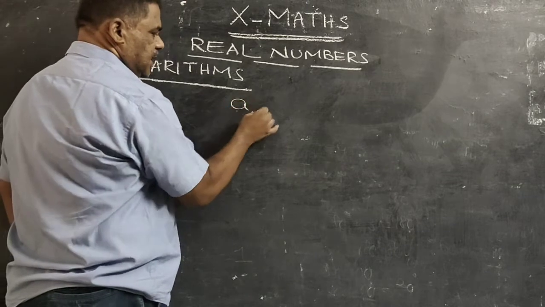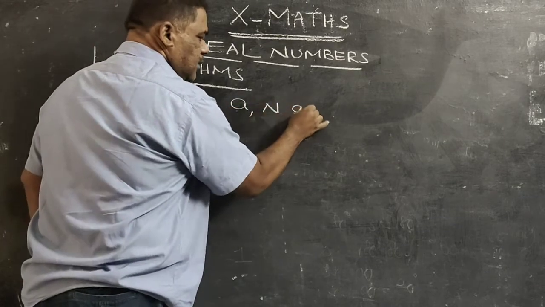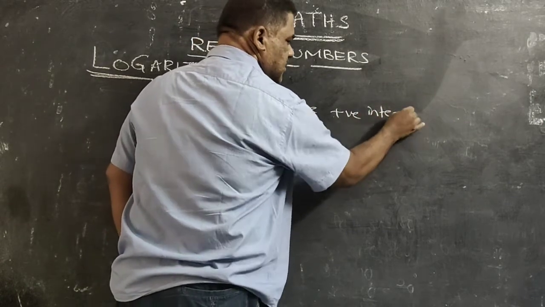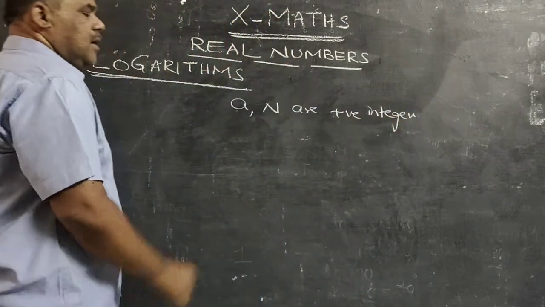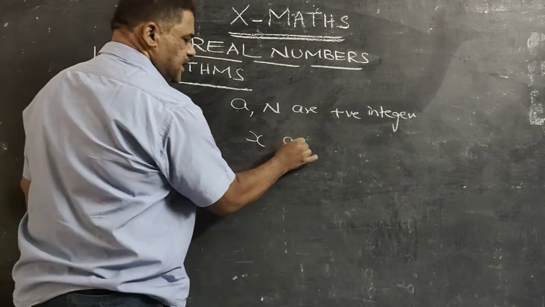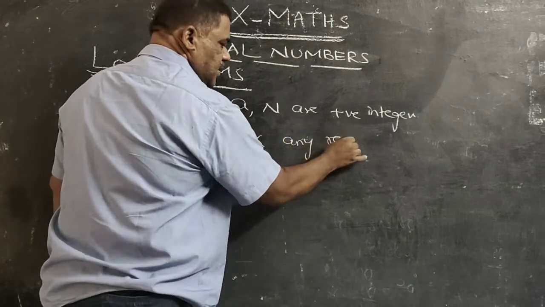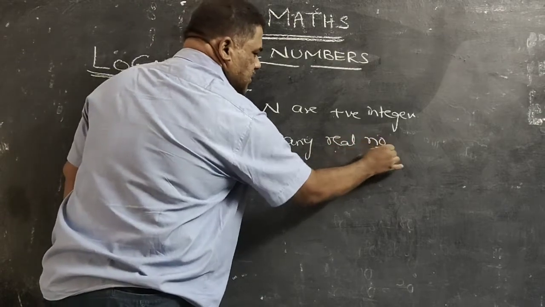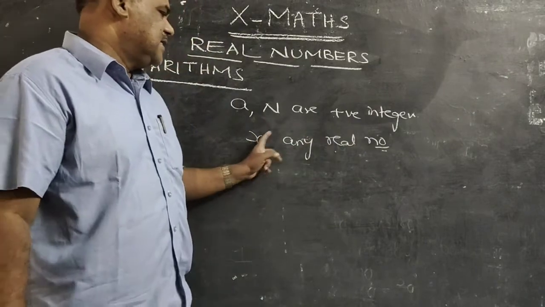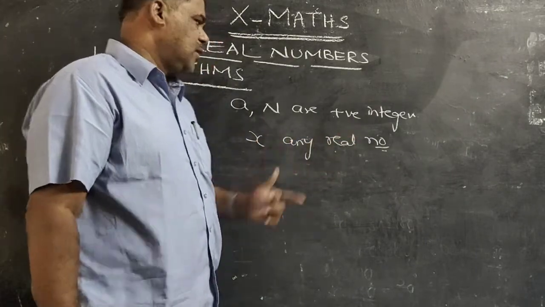Let us suppose a and n are positive integers, or you can take positive real numbers. x is any real number. That means x may be positive or negative. But a and n are positive real numbers.